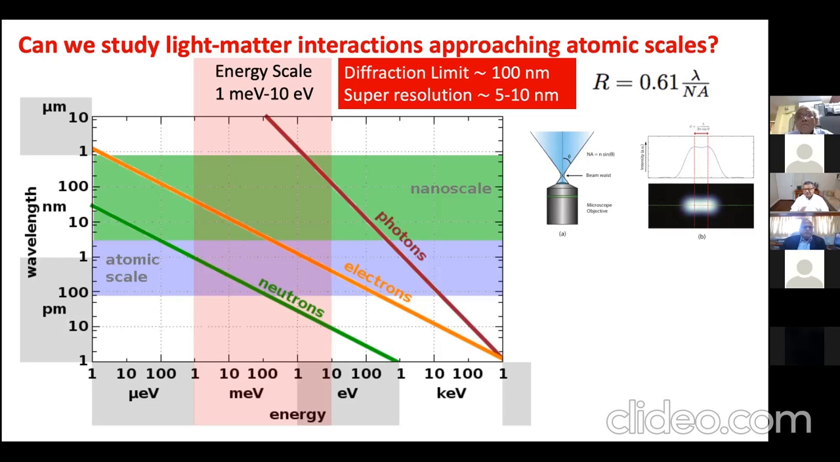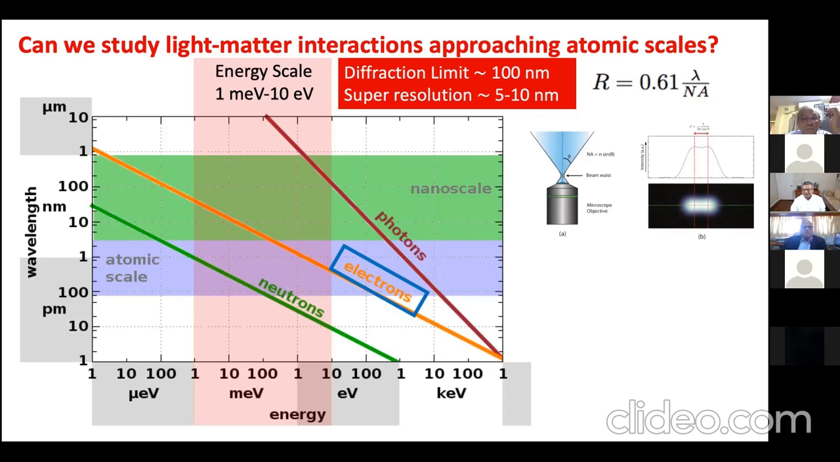This, of course, has implications not just in physics of materials, physics in condensed matter, but in chemistry, biology, et cetera. And the problem is that it is very difficult to do that with a photon because of its inherent wavelength. On the other hand, we could use electrons. We can focus electrons with magnetic lenses, and you can get to the atomic scale, except that the energy of the electrons is very high.